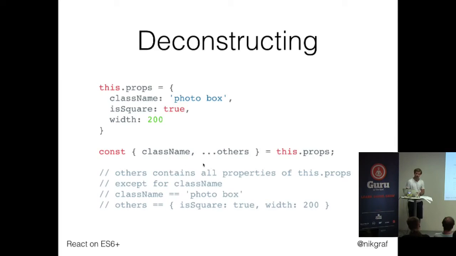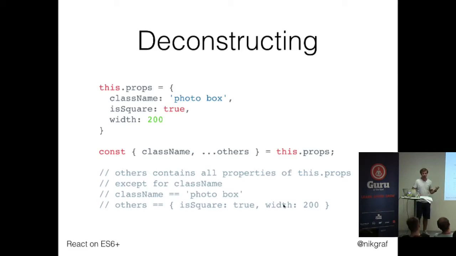If you do this here on this props, what's really nice is that you get class name, which in this case would be the photo box. But the really important part is that you really take it out. So the others that I define here is everything except the class name. And then you get an object like is square is true and width 200 in this case.